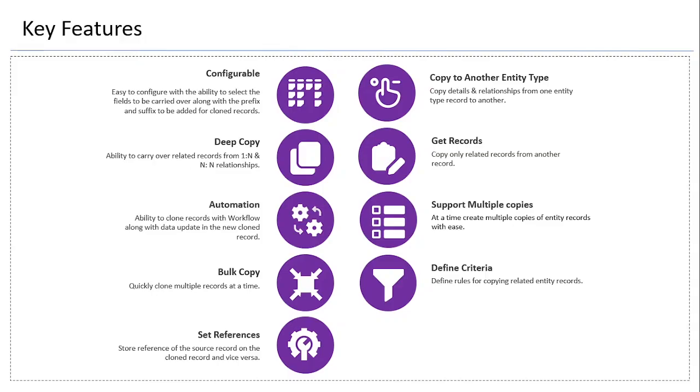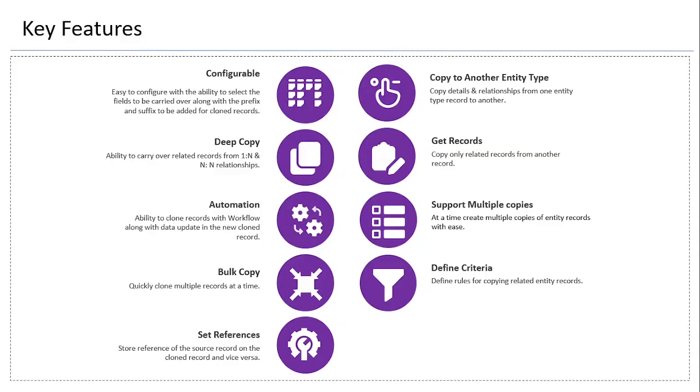Then, copy to another entity type. With the help of Click2Clone, you can copy a record within a single entity as well as clone a record from one entity to another entity. Get record is a functionality where you can copy a child record from another record. So let's say if you want to copy an opportunity line item from another opportunity, with the help of our get record functionality, that can be easily achieved.